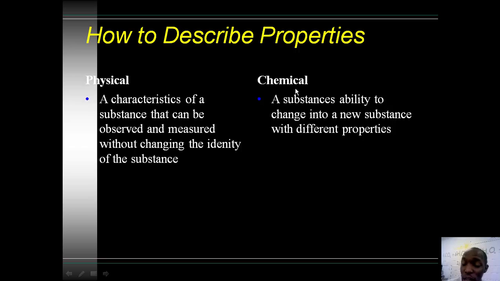Whereas a chemical property is a substance's ability to change into a new substance with different properties. That means that if I combine this chemical with another chemical, it would change its property. It would change the type, such as burning wood, and we'll talk about that in a second.